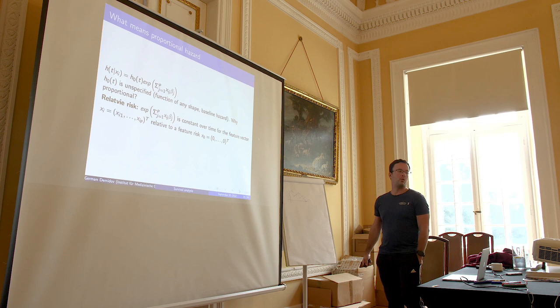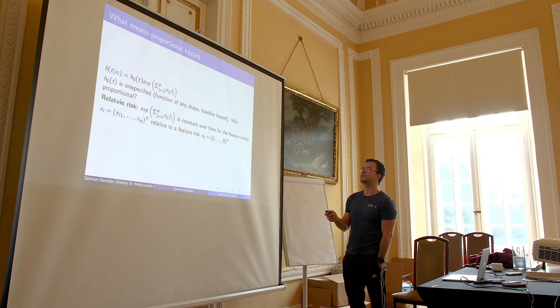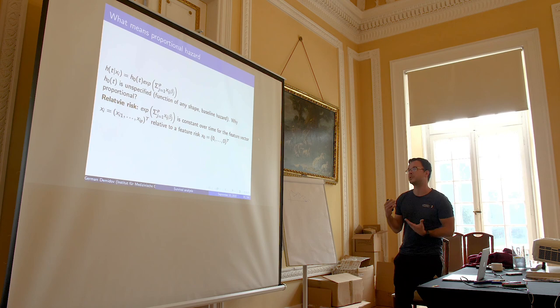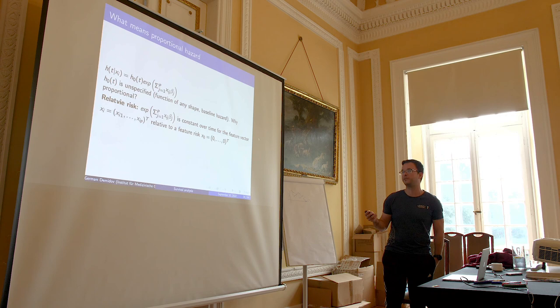Why is the Cox model called the model of proportional hazard? The hazard here has two components. One is the regression component, which is the parametric component, where we have some assumptions about distributions. And this is the non-parametric component. We don't care what H0(t) is. The hazard ratio changing with time can be anything.